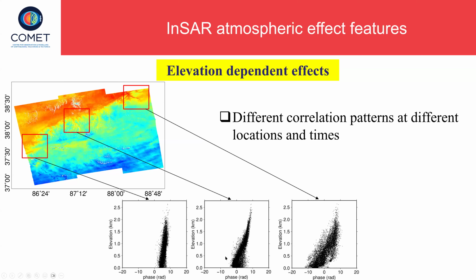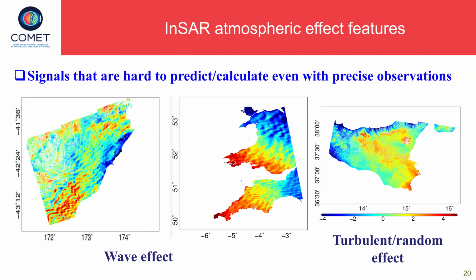And then in the middle, you get some kind of nonlinear correlation. And on the right-hand side, you get a very large nonlinear component caused by the troposphere. So even on the same image, you have very different correlations caused by the troposphere. This is called the elevation-dependent effect. And there is also very irregular noise caused by the troposphere, which is very hard to predict.